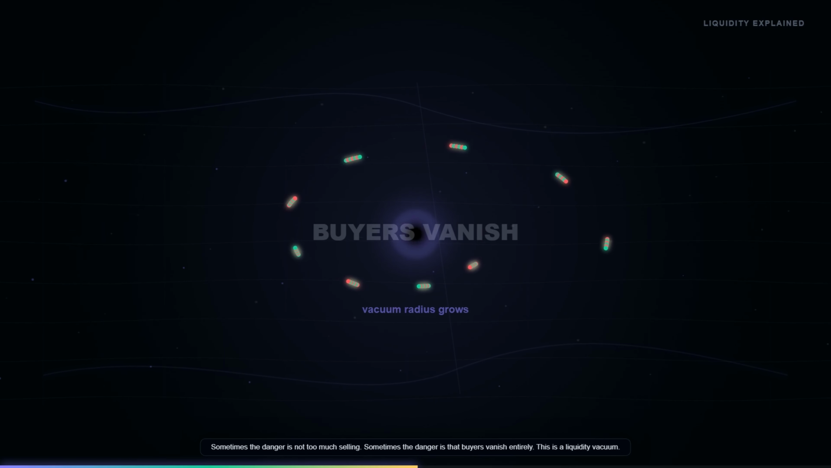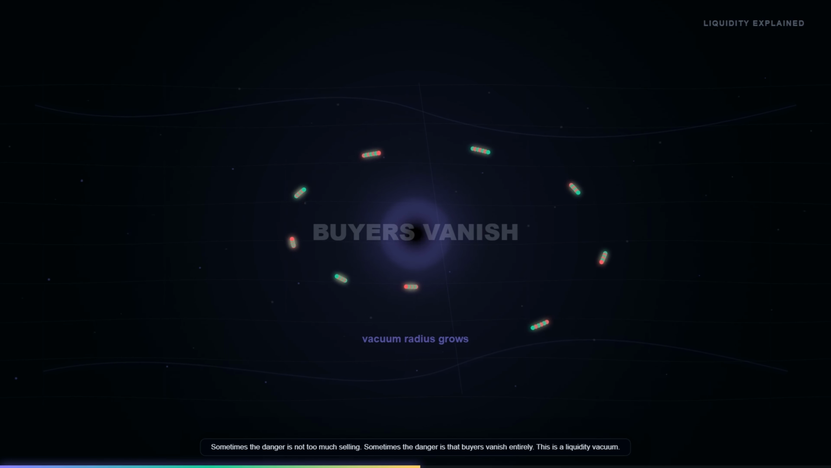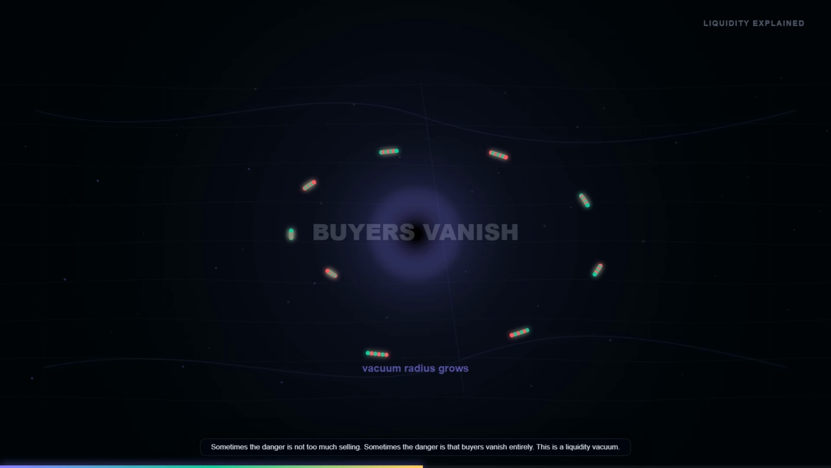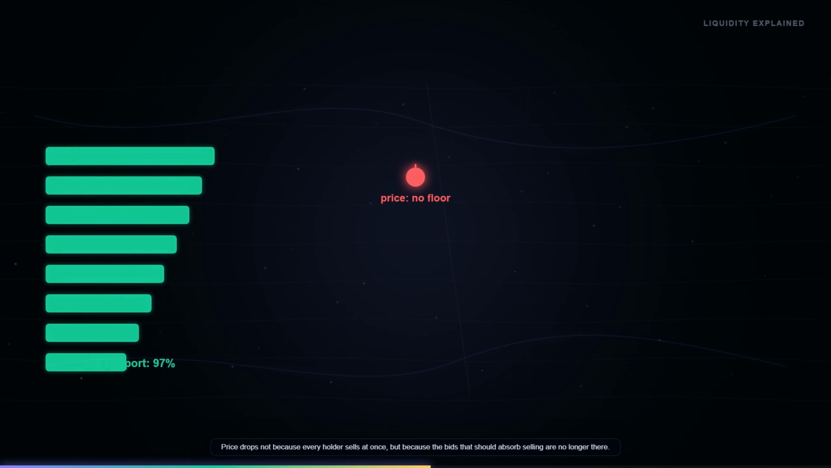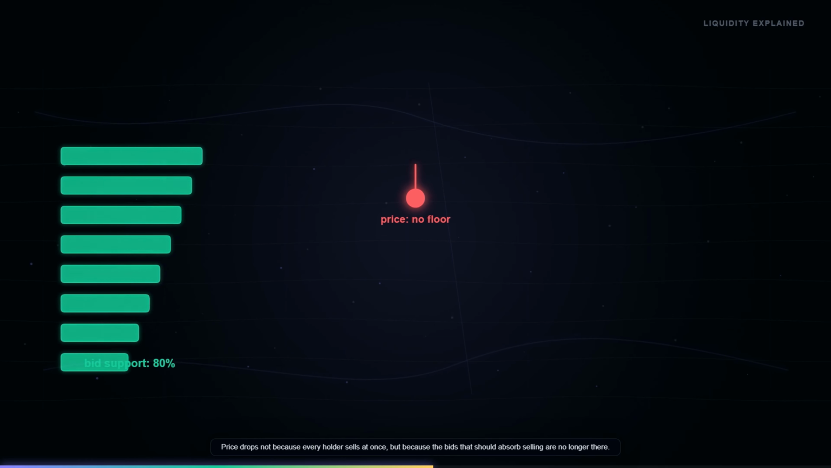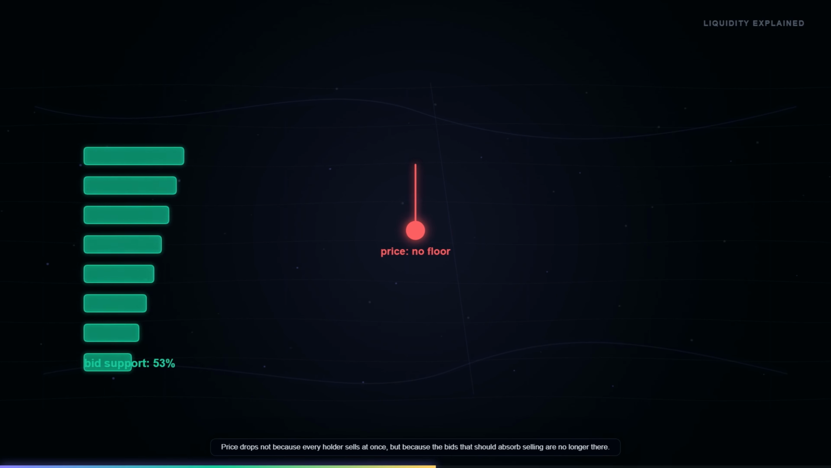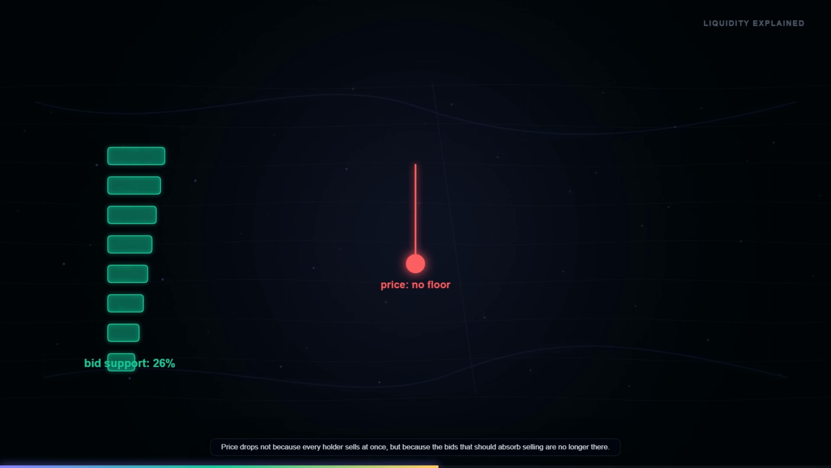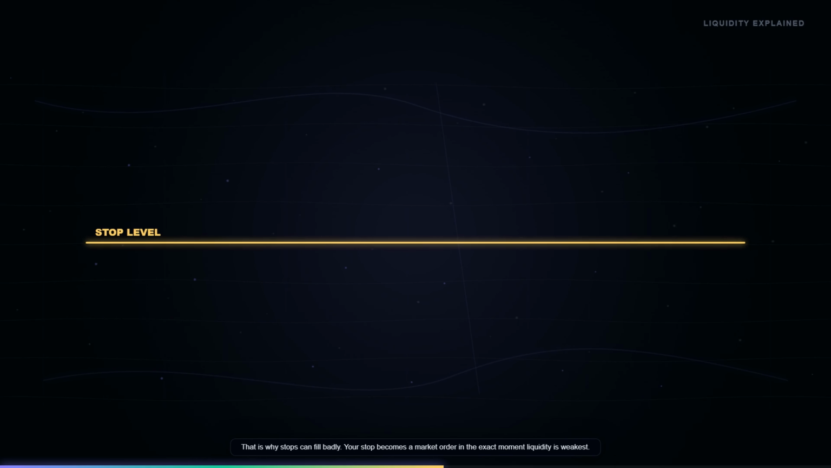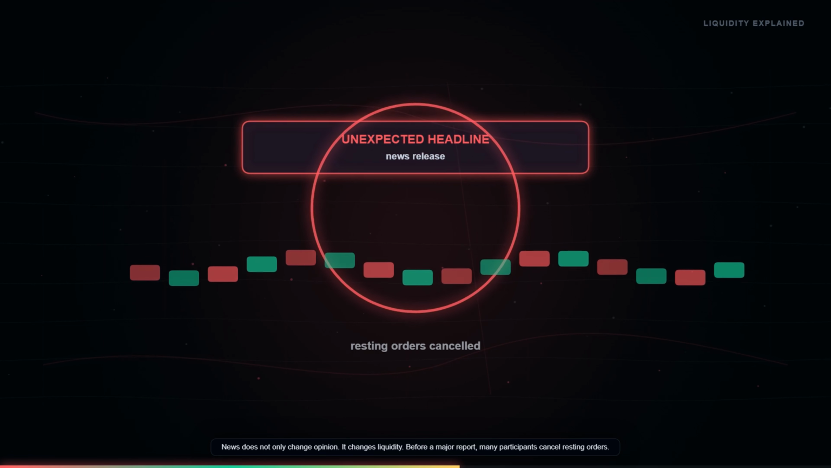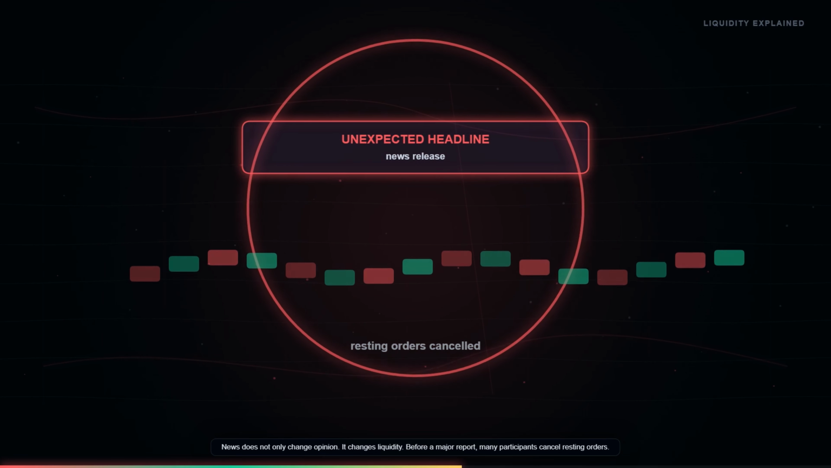Sometimes the danger is not too much selling. Sometimes the danger is that buyers vanish entirely. This is a liquidity vacuum. Price drops not because every holder sells at once, but because the bids that should absorb selling are no longer there. That is why stops can fill badly. Your stop becomes a market order in the exact moment liquidity is weakest. News does not only change opinion, it changes liquidity.